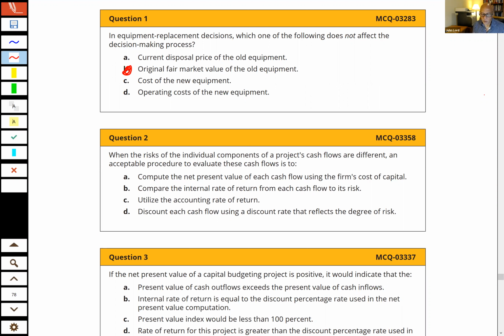Original fair value of the old equipment. No, what we paid for it 10 years ago or whatever doesn't matter, except that, and there's a little bit of a flaw with this question, we would probably use the fair value of the equipment when we bought it, which would be the original fair value, unless we bought it for more or less than the fair value, which would be kind of weird. We would use that to calculate any gain or loss on the equipment, and that would be relevant to the after-tax cash from the sale of it. So not the best question in the world, because B could potentially, if one really thought about it, have an implication here.